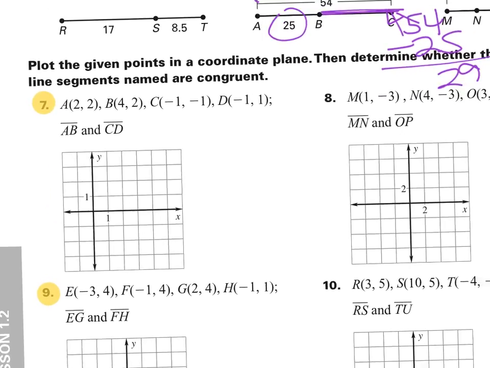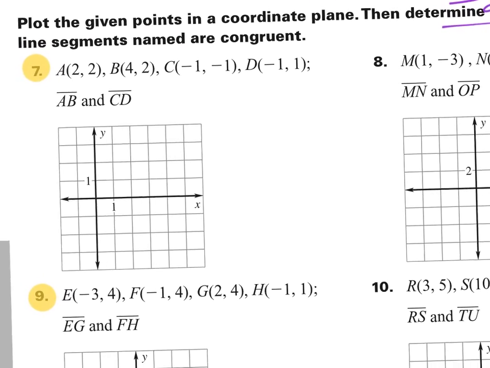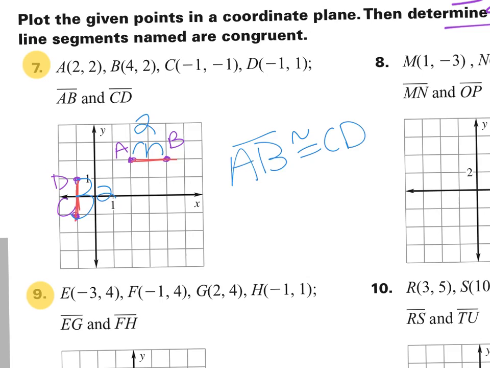Okay, come down here to 7. Plot the points in the coordinate plane to determine whether the line segments are congruent. So I'll start with (2, 2), this is A, (4, 2), this is B, (-1, 2), this is C, (-1, 1), this is D. And it wants you to compare AB and CD. Well, this one should be pretty easy because this is a horizontal line, 1, 2, and 1, 2 vertical line. These are congruent. So AB is congruent to CD.